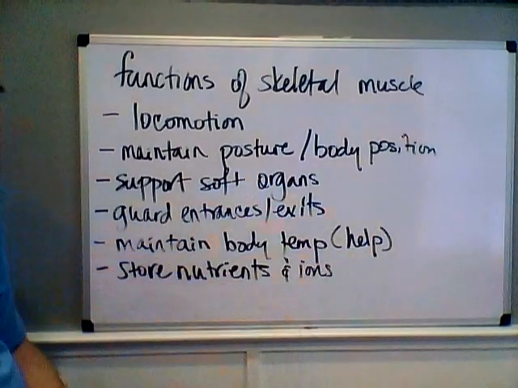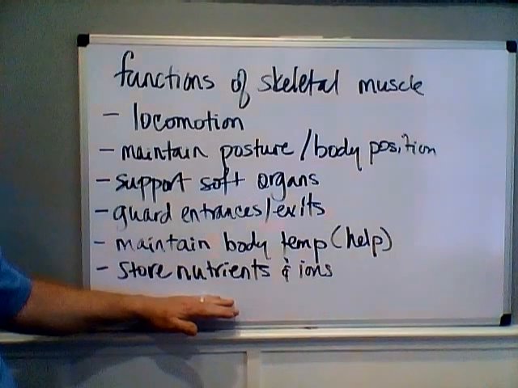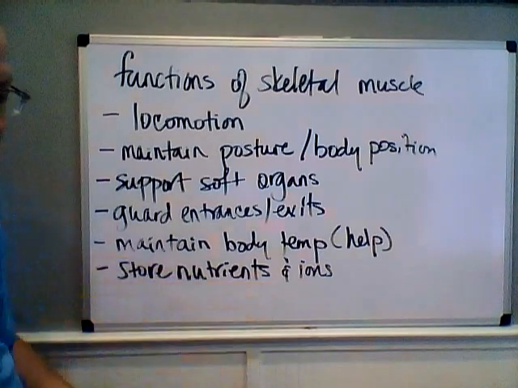And muscle stores a lot of ions. By the way, in addition to glycogen, muscle has some fat in it, and fat can be burned for energy as well, lots of lipids. And then the ions. Muscle is rich in calcium ions. There are other ions, but there's a lot of calcium and iron in muscle.